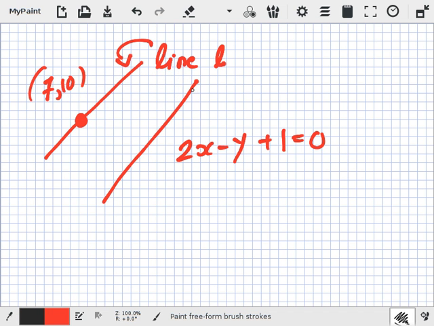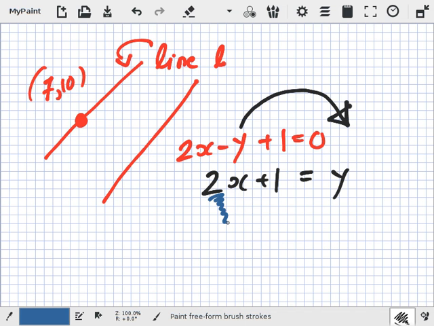What's my first job here? Rearrange. Yeah, I have to take this and rearrange it. What am I trying to achieve? y equals mx plus c. So I can do that pretty easily by just bringing the y over to the right. So I get 2x plus 1 equals y. And now I can clearly see what the m is. It's 2, because this is like mx plus c.